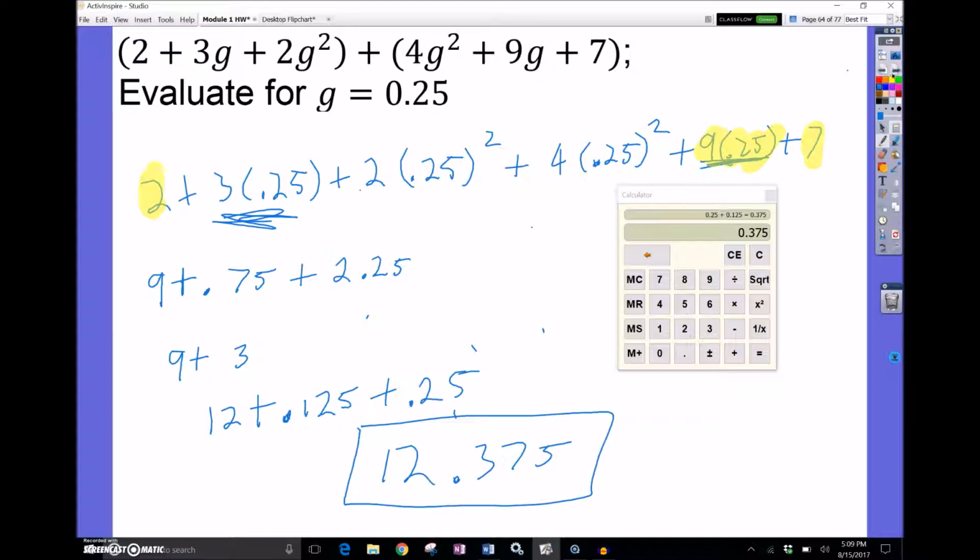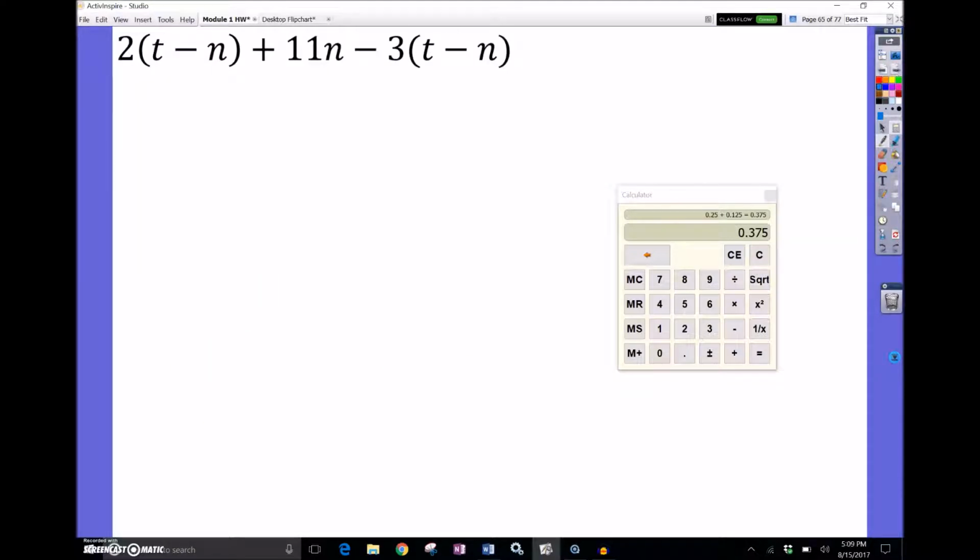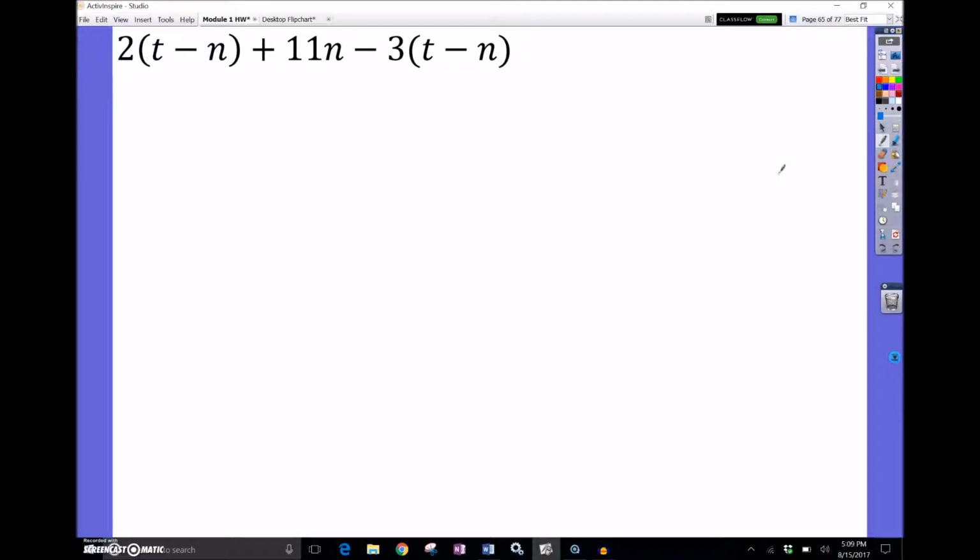So now that we got done evaluating, let's go ahead and simplify some of these. Now I want you to remember we can only combine variables that are exactly the same and that also have the same exponent. So on most of these we're going to be looking at all the exponents are just 1 on the variable. So let's go ahead and start with distributing. So I'm going to distribute this 2. So you get 2t minus 2n plus 11n minus 3t plus 3n.